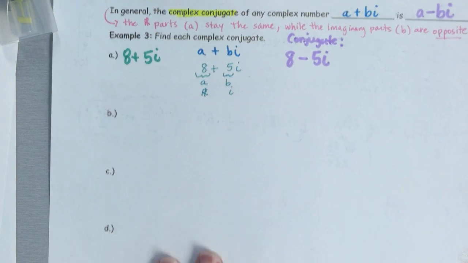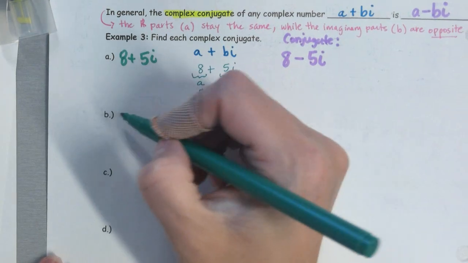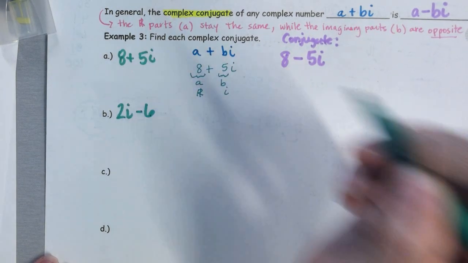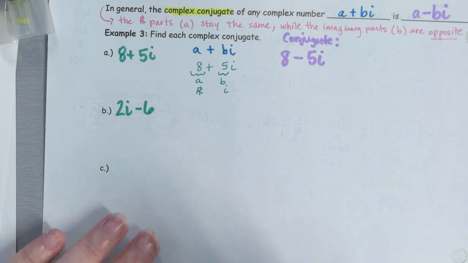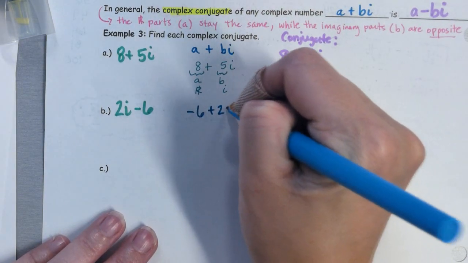Now you may think, wow, Ms. Whipple, you really over-explained that. That's because they're not always going to be given to you in the proper form. They could be given to you like this, 2i minus 6. And it would be really tempting to just write 2i plus 6 to change that middle number, but the first thing we're going to do is write it in the form a plus bi. So if we did that, it's actually negative 6 plus 2i.